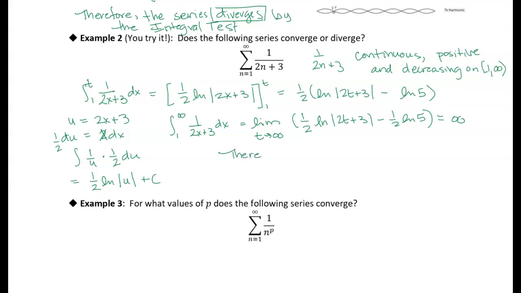So we can just state our conclusion. Therefore, the series diverges by the integral test. Okay, so it diverges. I'm going to emphasize that. All right, so the next example is a very important P series. So I will meet you for the next video.